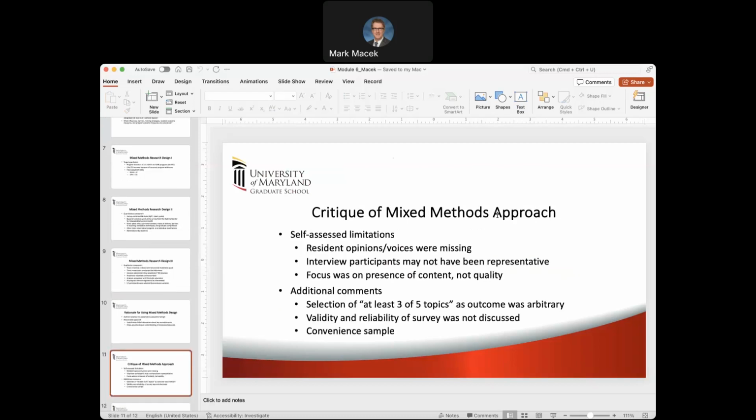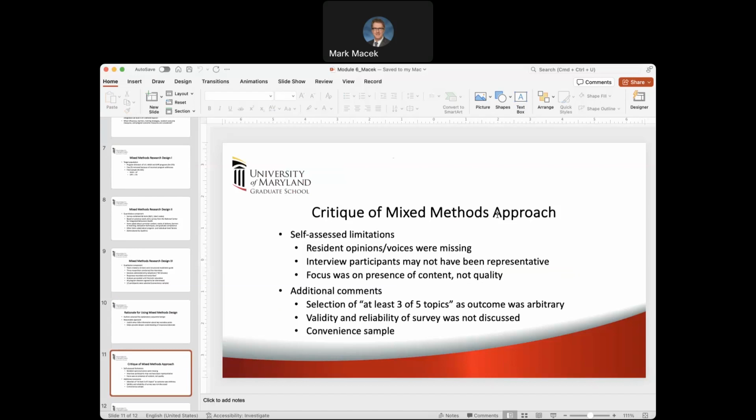The authors acknowledged some limitations in their study. The first one was that resident opinions were missing from the assessments. Residents could have provided a richer understanding of what material was liked and what material might have been missing. The second limitation was that the program directors who participated in the structured interviews may not have been representative of all program directors. For example, interview directors were unlike the survey directors in terms of geography and age.